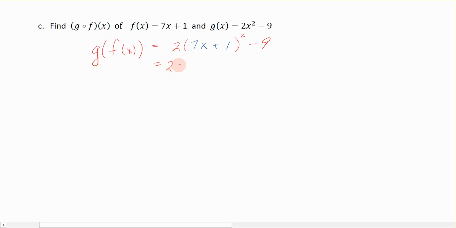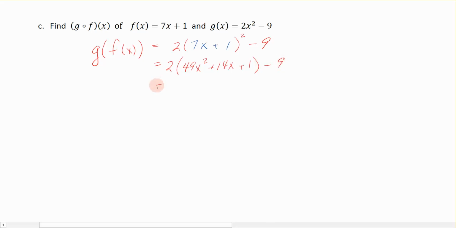So let's just leave the 2 on the outside, and we're going to FOIL or expand this. So I'm going to square the first, which would be 49x squared. I'm going to double the product. That is 7 times 1, which is 7, doubled, or times 2, which would be 14x. Square the first, double the product, square the last, and I still have this minus 9 here.